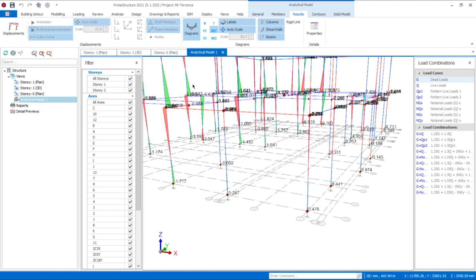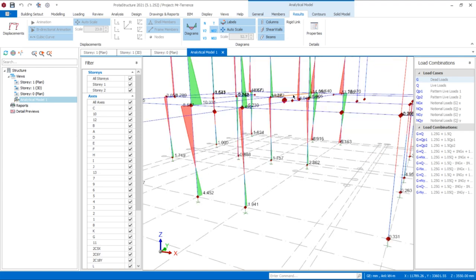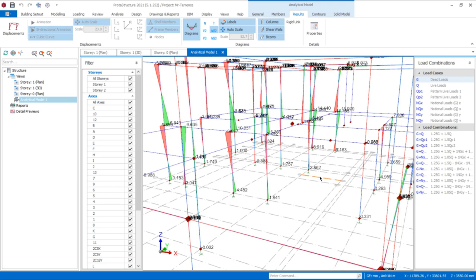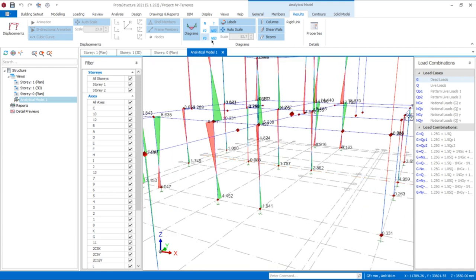Bottom reinforcement resists positive moment. Top reinforcement resists negative moment. So without the bending moment diagram, we wouldn't know where to place this steel. Then lastly, we have M33.